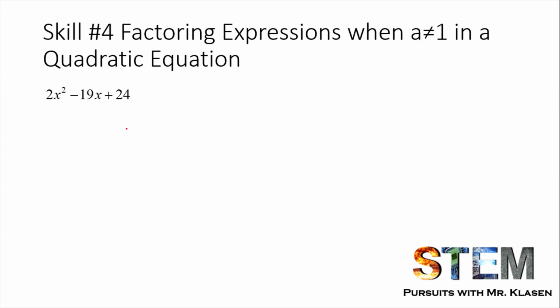Since I've shown you some of the simple stuff as far as how to factor a quadratic equation, I'm going to go through those a little bit more quickly. If you need to refer to that, please go to the first video of this lesson. The first thing that we're going to do is look at the a, the b, and the c term for this quadratic expression. So a is equal to 2, b is equal to negative 19, and c is equal to 24.